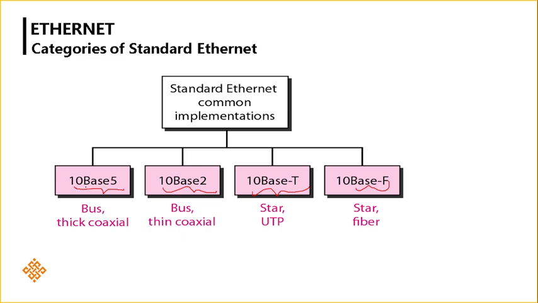10Base5: the 10 is the speed at which the cable is transmitting, so it is a 10 Mbps speed, and Base is baseband, and 5 represents the characteristic of the coaxial cable, its thickness or thinness. When I say 10Base5, it normally supports bus topology and uses thick coaxial cable. Similarly, 10Base2 also supports bus topology, but it uses thin coaxial cable. And the next two use the star topology, where 10Base-T uses unshielded twisted pair cables, whereas 10Base-F uses fiber optic cables.